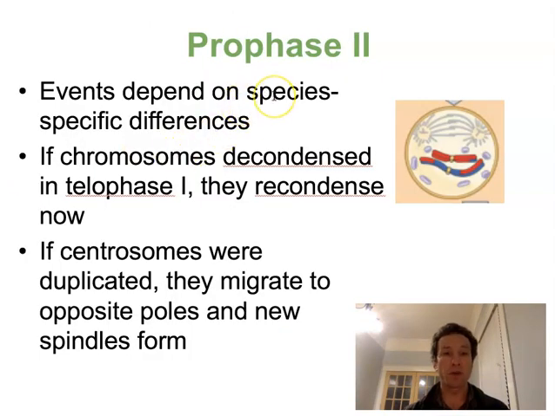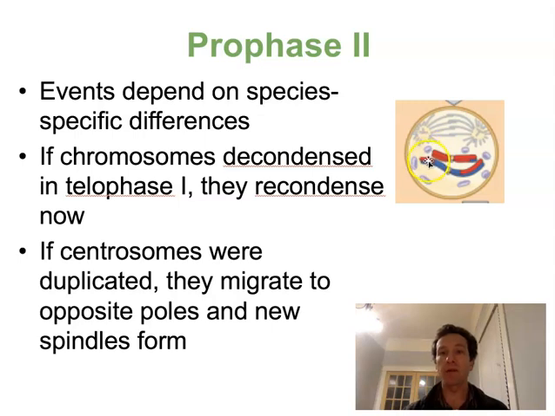So in prophase II, there are going to be some species-specific differences, but we're not going to be too concerned about these. Basically, if the nuclear envelope had reformed during telophase I, it needs to break down again. If it hadn't ever reformed, then prophase II can happen without the nuclear envelope breaking down again.